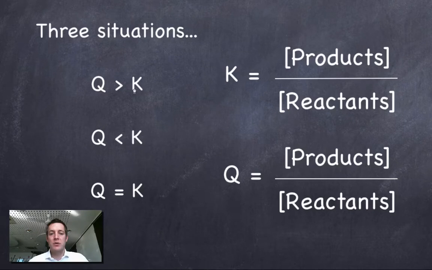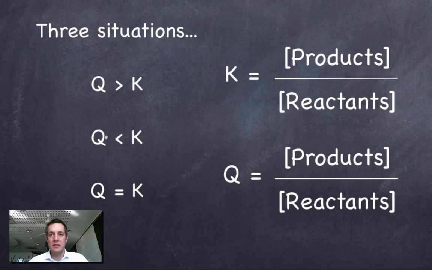If Q was bigger than K, that means that this ratio here is bigger than this ratio here. In other words, there are more products or fewer reactants than there would be at equilibrium. So if we found that Q was bigger than K, then the system would shift towards the reactant side in order to reach equilibrium. It would go to the left towards the reactant side.